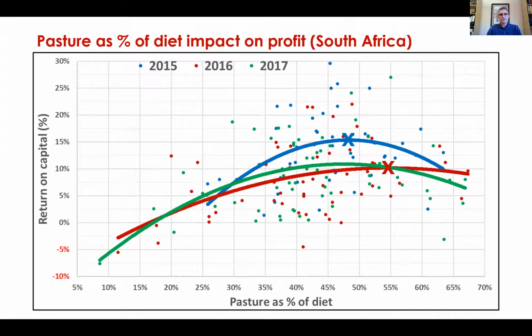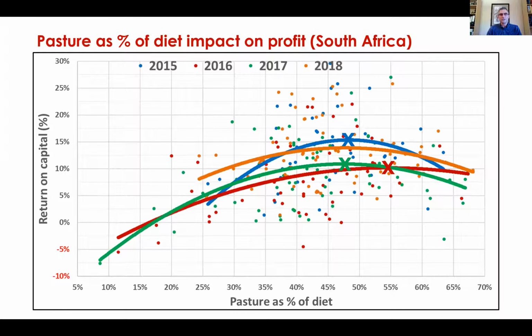Now I've added 2017 in green. The shape of the curve is quite similar to 2016, although the tipping point is more similar to 2015. Now 2018 in orange has been added. Although the general shape of the curve is similar to the other curves, the usual penalty from decreasing pasture percent in the diet and increasing concentrate percent is not so evident.